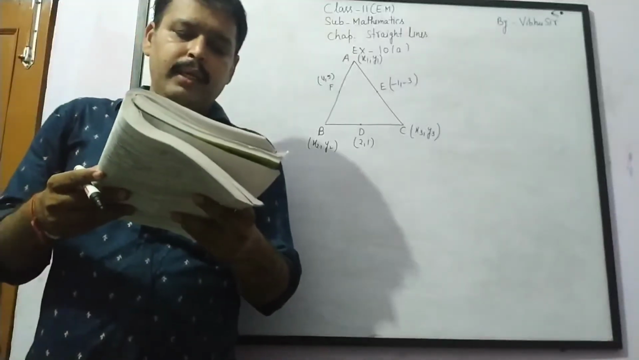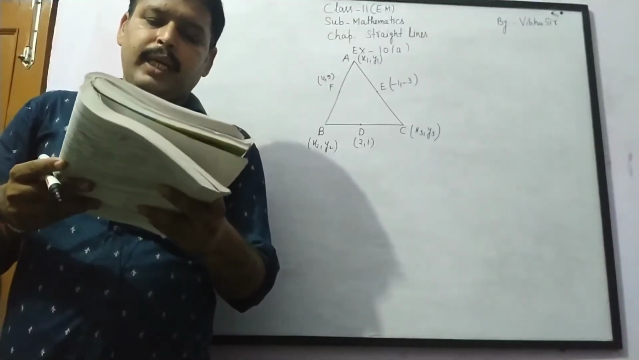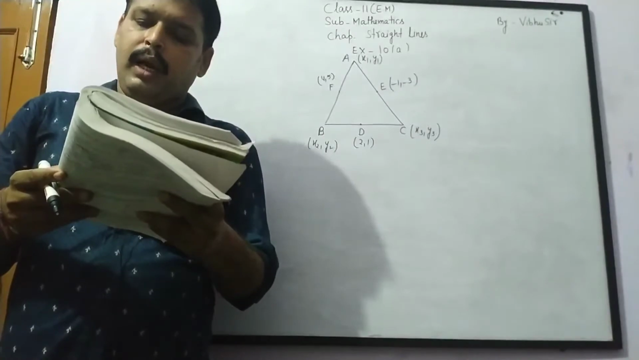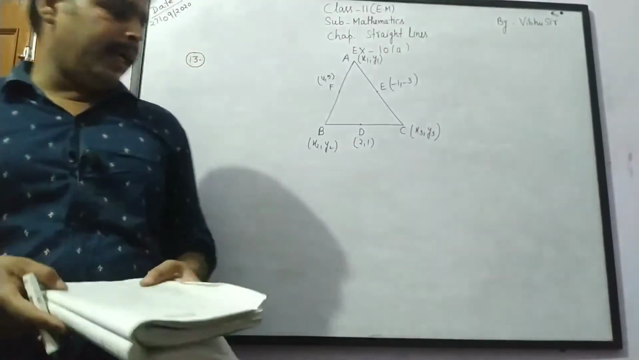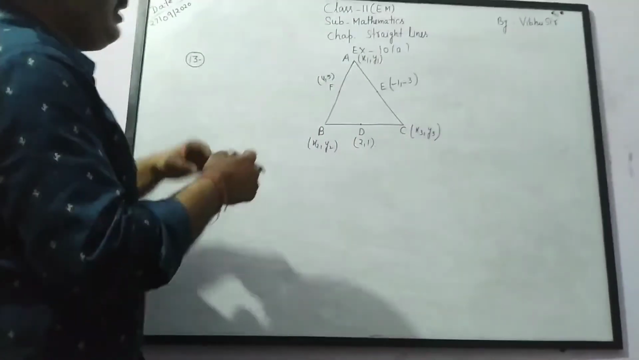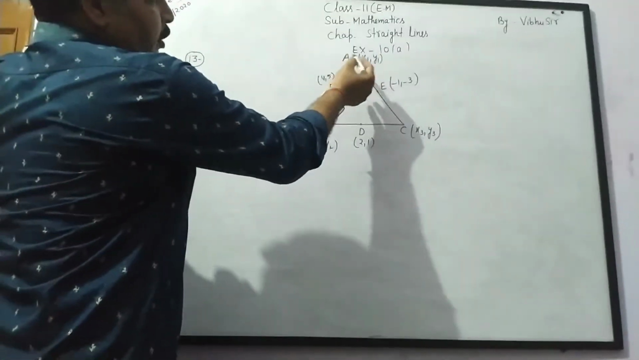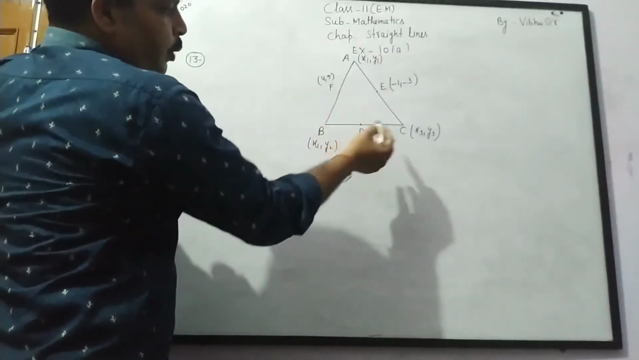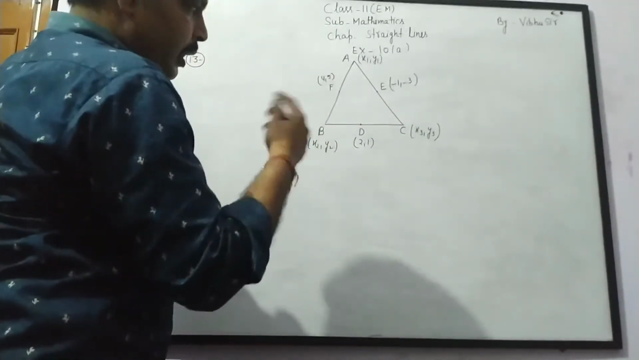Question number 13. The midpoints of the sides of a triangle are given. Find the coordinates of its vertices. Let the coordinates of the vertices of triangle ABC be (x1, y1), (x2, y2) and (x3, y3).